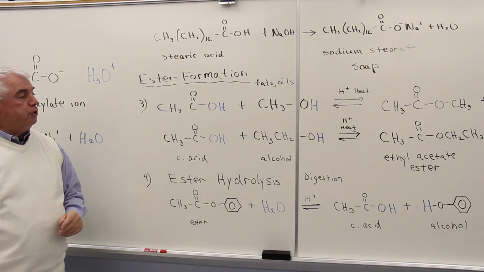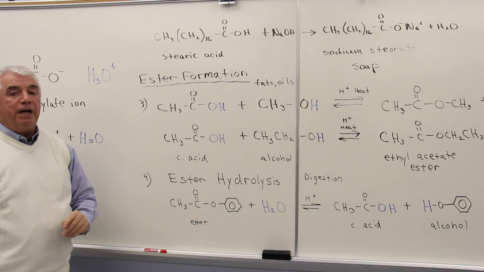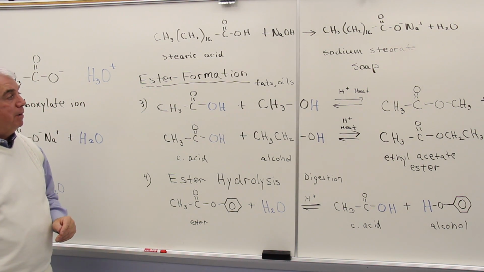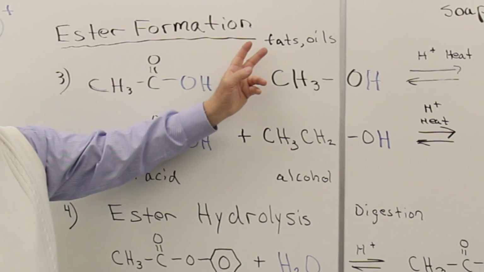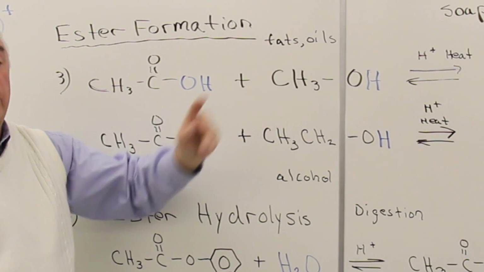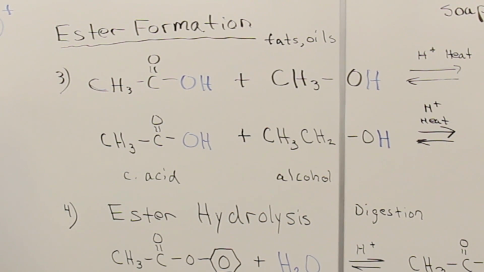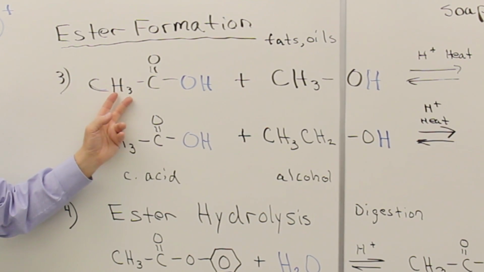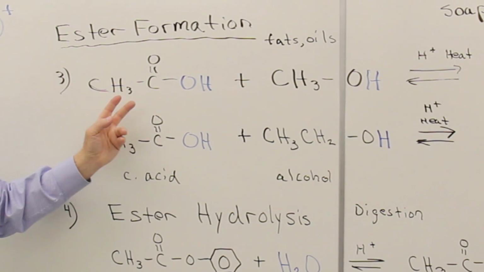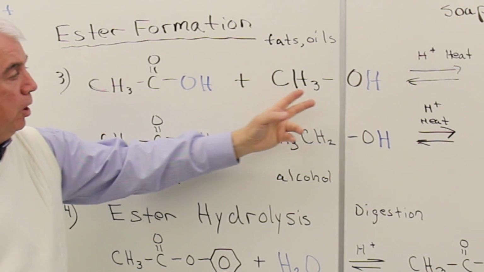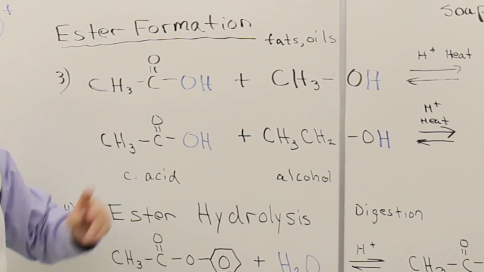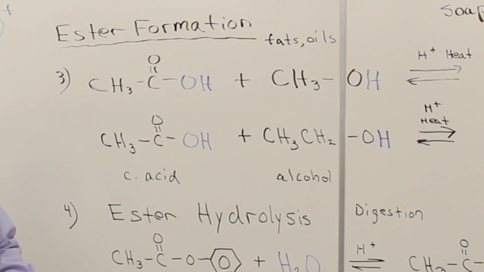The third reaction that we'll look at is ester formation. We talked a little bit about esters when we looked at their nomenclature. Lots of esters in biochemistry. Fats and oils, for example, are esters. In this particular reaction, a carboxylic acid reacts with an alcohol. And again, using some color-coded chemistry, a molecule of water is going to be split out.